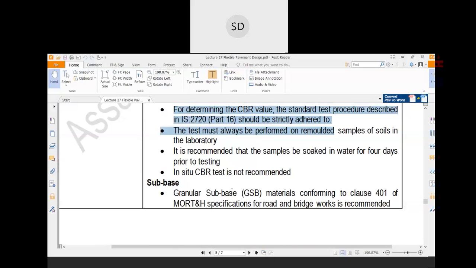And the in situ CBR test is not recommended because basically the CBR test is a laboratory test and you have to perform the CBR in the laboratory only.